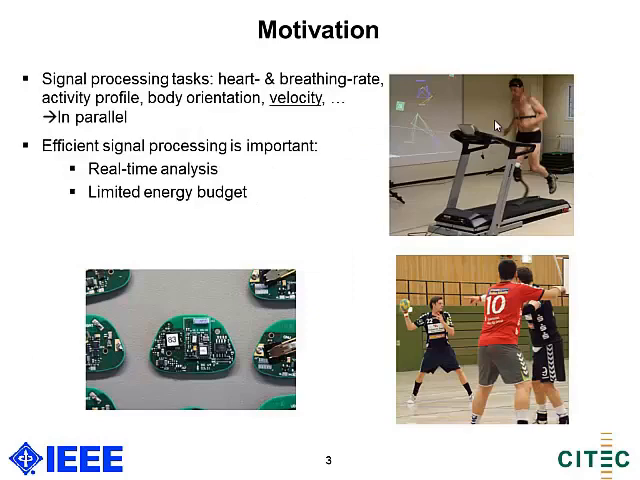The problem is that we are already doing quite a lot of signal processing tasks on that microprocessor to calculate the heart rate, the breathing rate, the activity profile, the body orientation, and the velocity of the person. And this is all done in parallel. So an efficient signal processing is very important. The signal processing has to be done in real time, and it has to assure that the body sensor runs for a long time. So it has to be energy efficient.